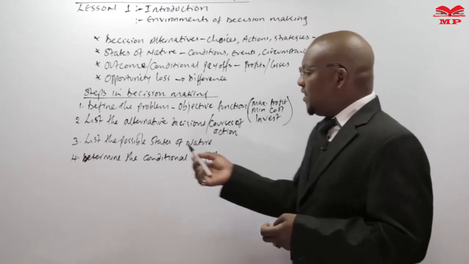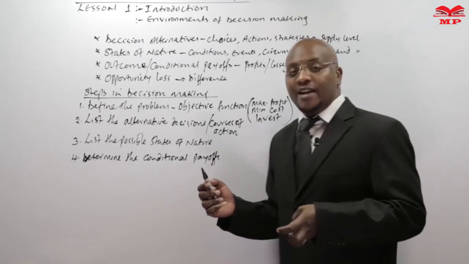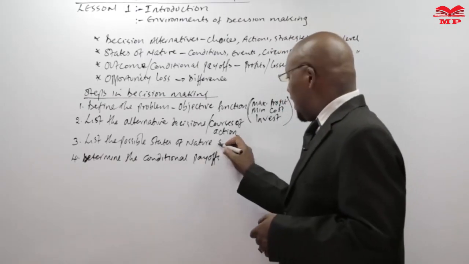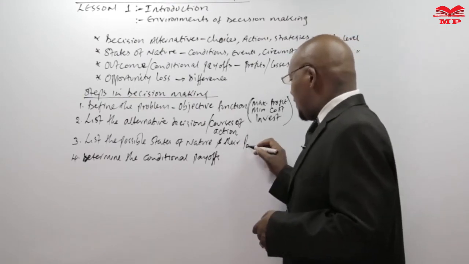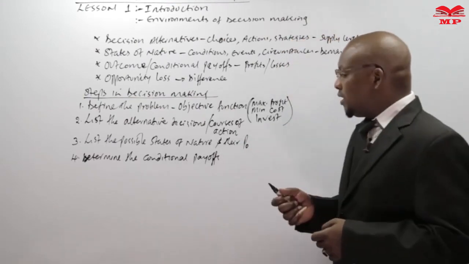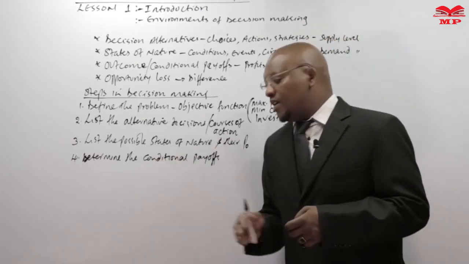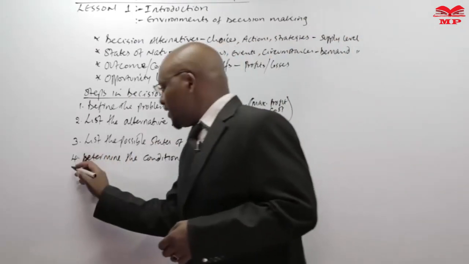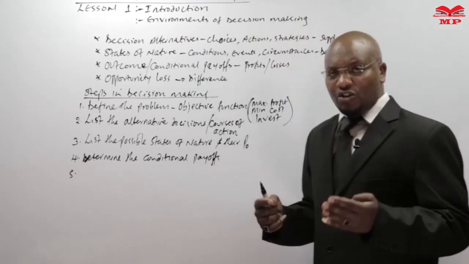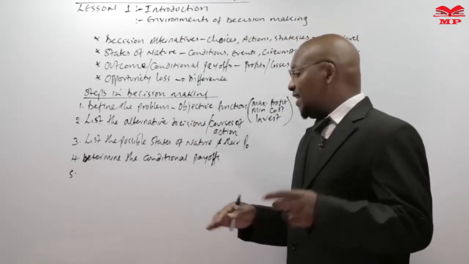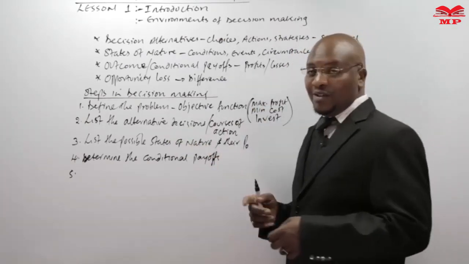Now, one thing to note, the possible states of nature may be probabilistic in nature. Therefore, if you do have the probabilities, you also list them. So that is step 3. Step 4 is determining the conditional payoffs, and that involves calculations. When you make a comparison and combination of alternative decision and state of nature, we are able to get an outcome, maybe the profit or the loss, like we said there.